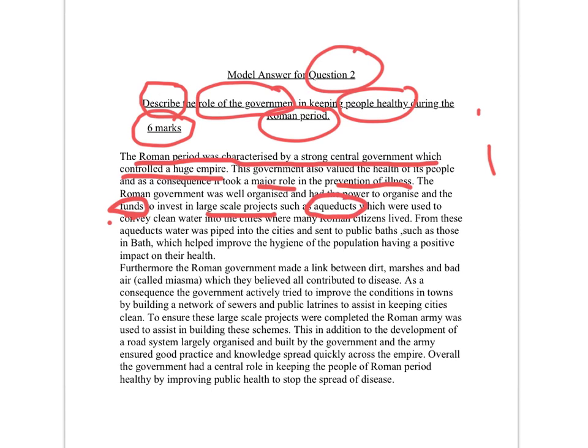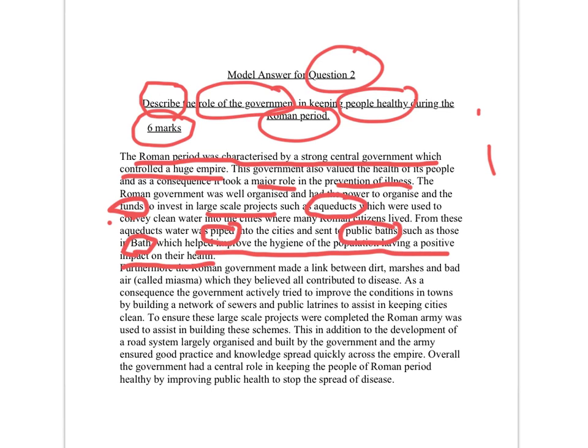Now, although the water was brought in by aqueducts, the water was also piped around into the cities, and there were facilities such as public baths, and I've given an example here in Bath in England, and I've linked it back to the question by saying that these helped improve the hygiene of the population, having a positive impact on their health.